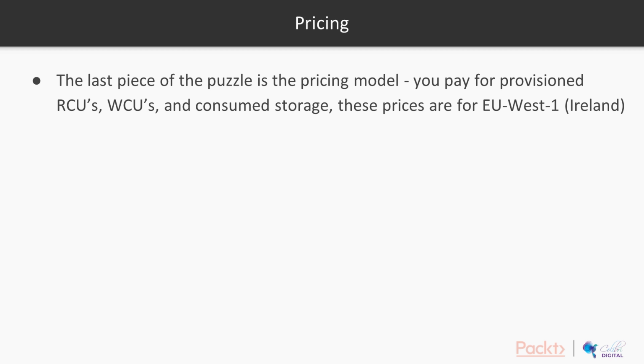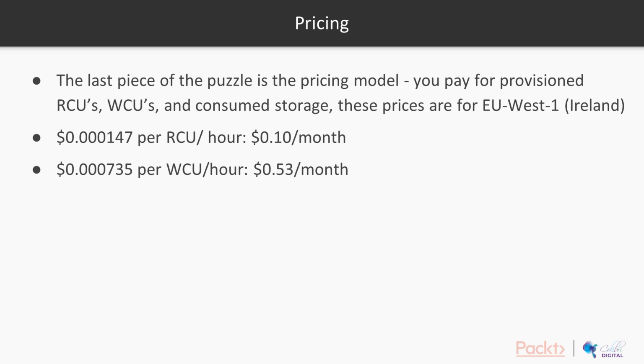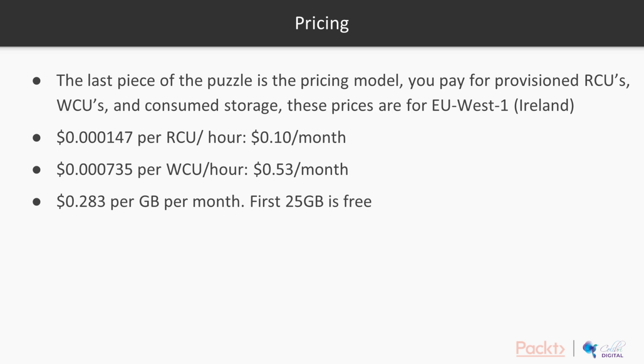The last piece of the puzzle, of course, is the pricing model. So you pay for provision RCUs and WCUs as well as consumed storage. And these are the prices for EU West 1, which is Ireland. So you pay $0.000147 per RCU per hour, which is about 10 cents a month, or about 53 cents per month per write capacity unit. On top of that, you pay just almost 30 cents, so 28 cents per gigabyte per month of storage, and the first 25 gig is free.